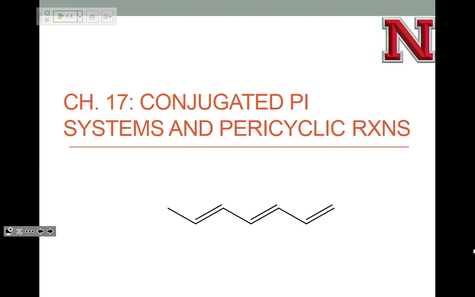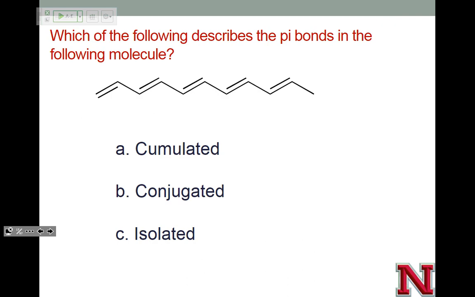Now we're getting into chapter 17. Chapter 17 is looking at conjugated pi systems, and then pericyclic reactions, which hopefully we get to, but we're definitely going to get through the conjugated pi systems. So first thing we're going to do is define what conjugated means.